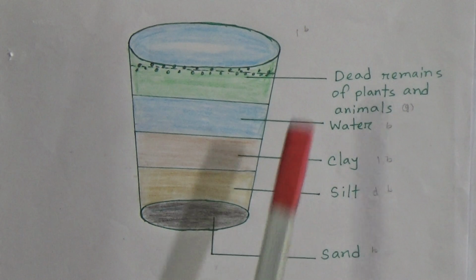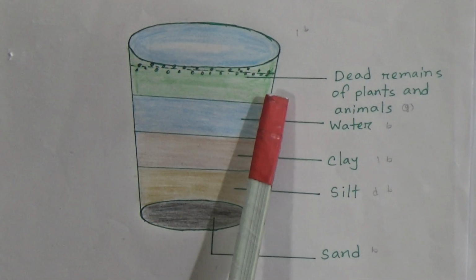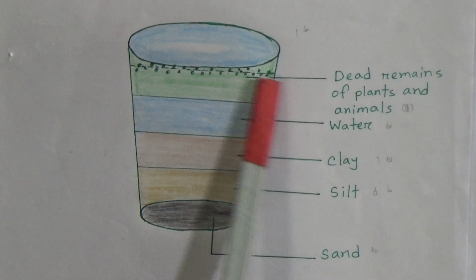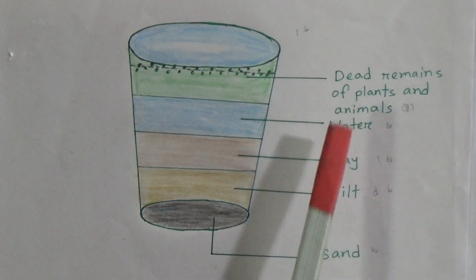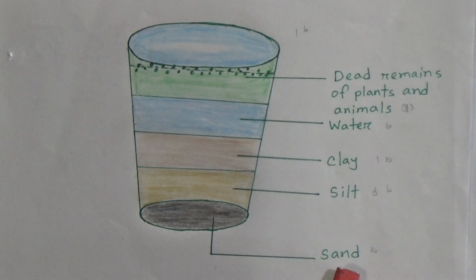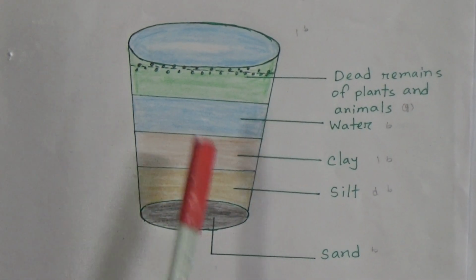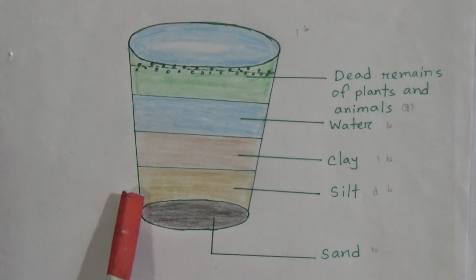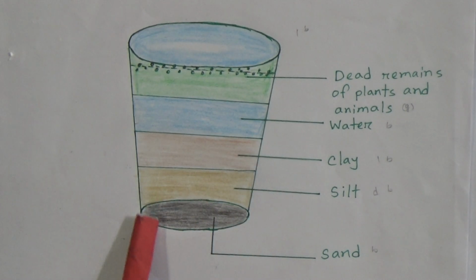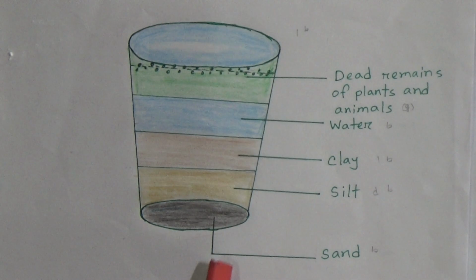My dear students, I am repeating. The first layer is dead remains of plants and animals, then water, then clay, then silt, and then sand. I hope all of you have understood this topic. Draw, label and color the picture properly. Practice properly at home.